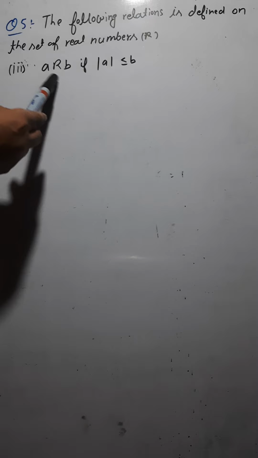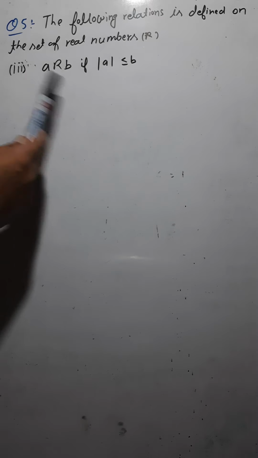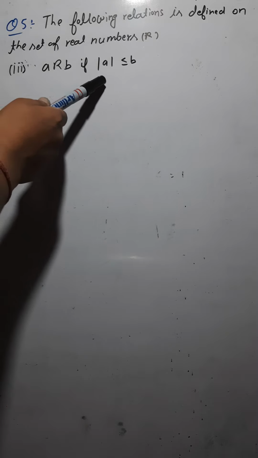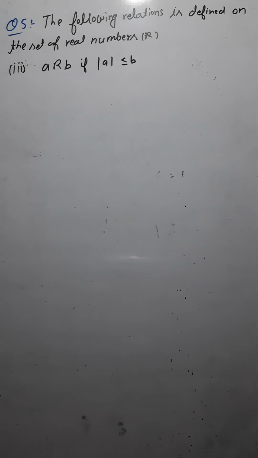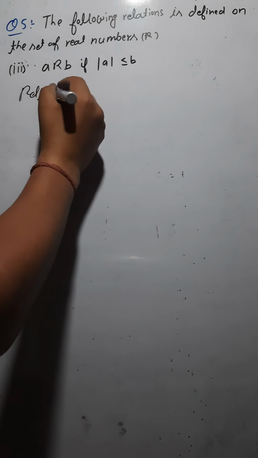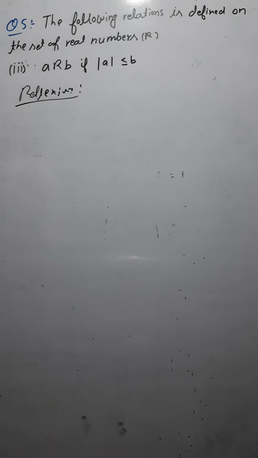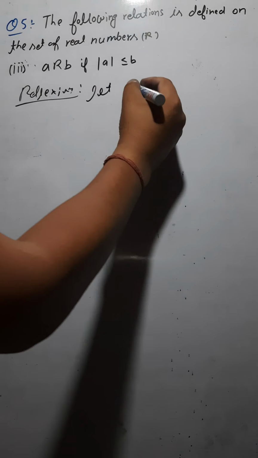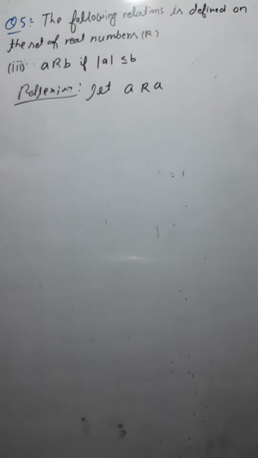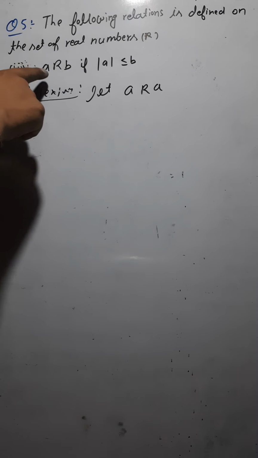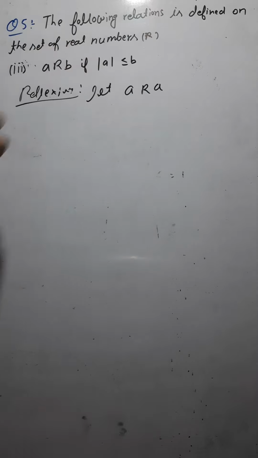Now we would check whether this given relation is reflexive, symmetric, or transitive. a is related to b if the condition is mod of a is less than equal to b. Now we would check first its reflexivity. For that we would take the doublet. Let's say a is related to a itself, so it should follow this condition.